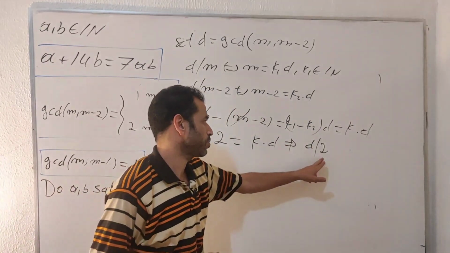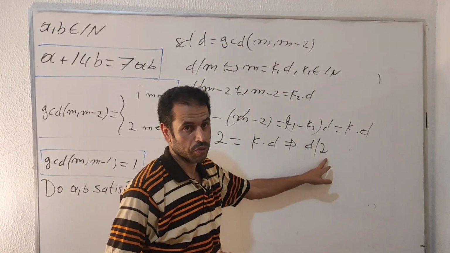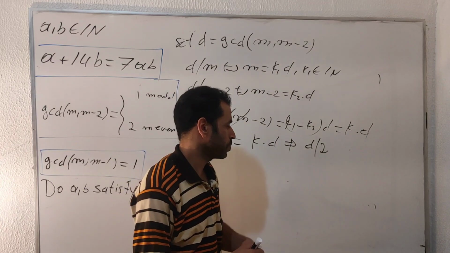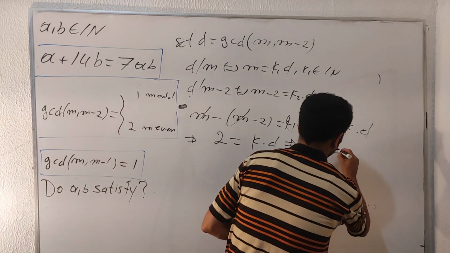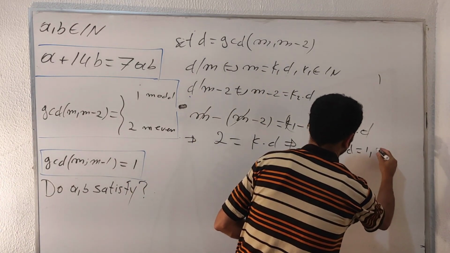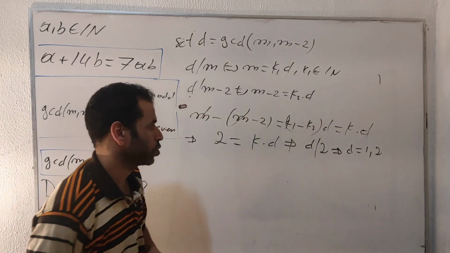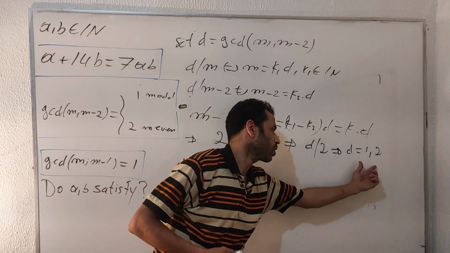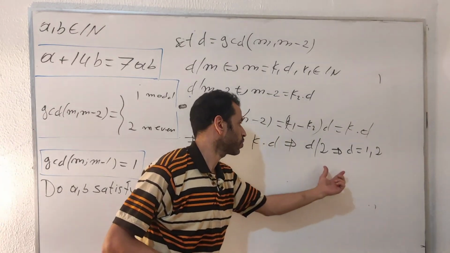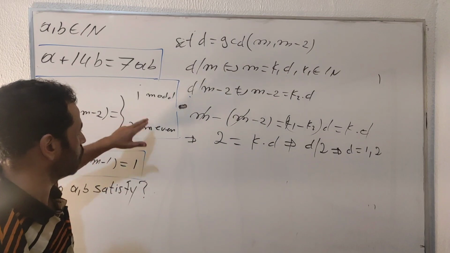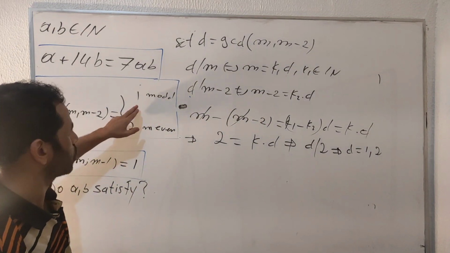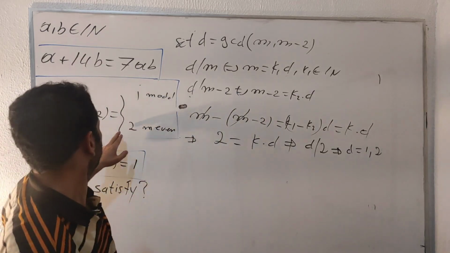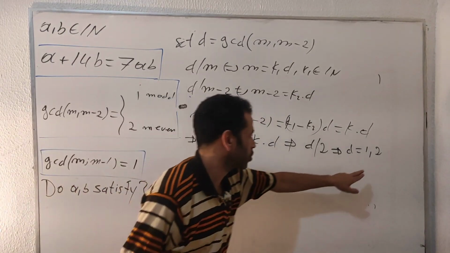If d divides 2, since 2 is a prime, d equals 1 or 2, because a prime number always has 1 as a divisor, or the number itself. So we have proven this one. We get the GCD equals 1 if m is odd, which is this one, and 2 if m is even, which is this one.